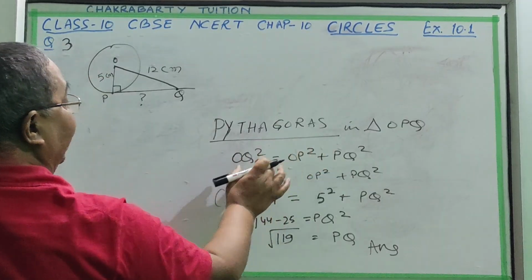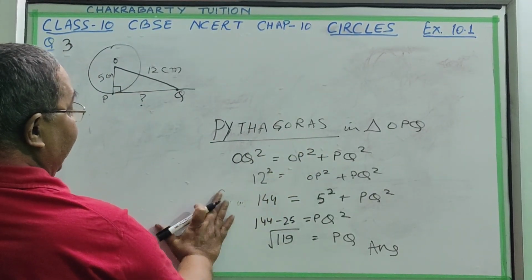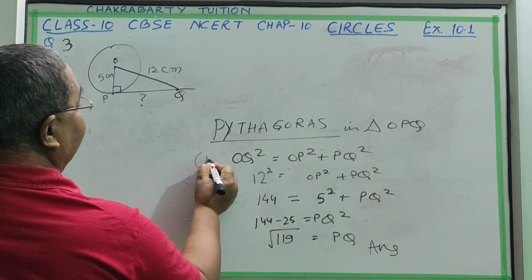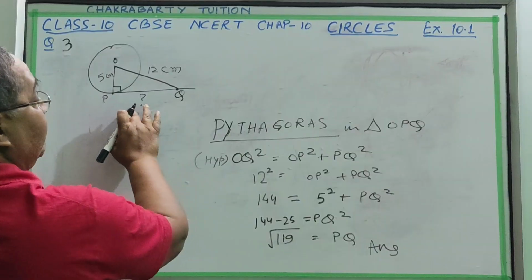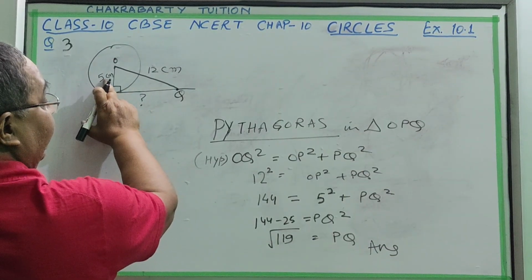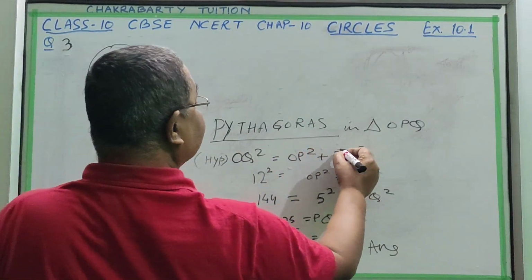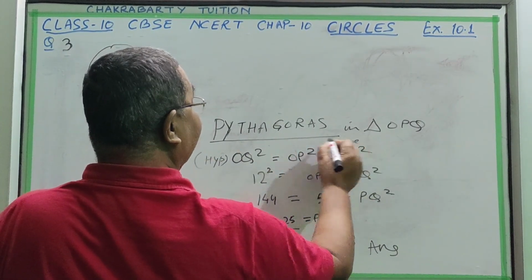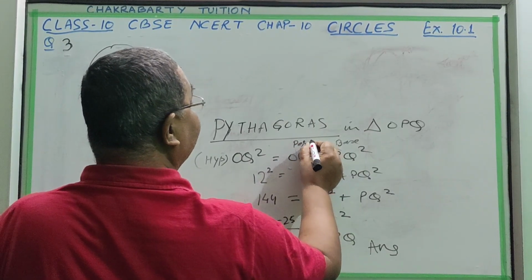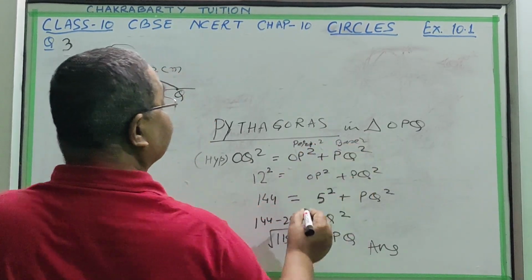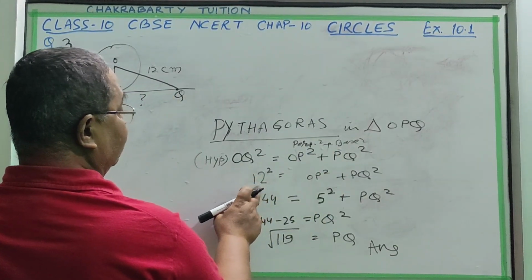Pythagoras theorem we are applying, where OQ square means hypotenuse square. This is the hypotenuse. Hypotenuse square is equal to perpendicular square plus base square. PQ is the base and OP is the perpendicular. This is the formula. Here OQ is given 12 centimeter, so we have taken OQ square.